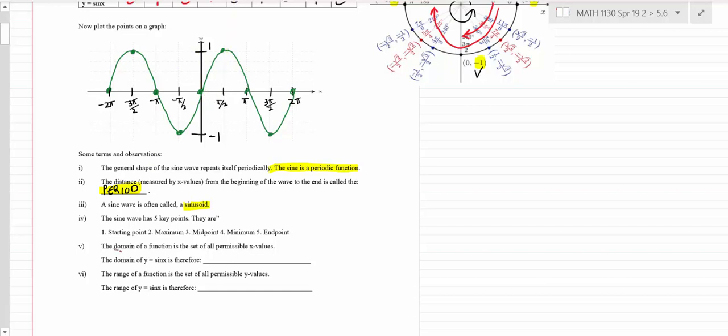So basically, I just want you to kind of label this like this. You can start anywhere you want on this, but I'm going to start the sine right here. Okay, so that's key point number 1. Key point number 2 is the maximum. And then the midpoint is that point right there. You're halfway through the period. Then you get to the minimum. So that point is the 4th key point. Then you're at the end point like that.